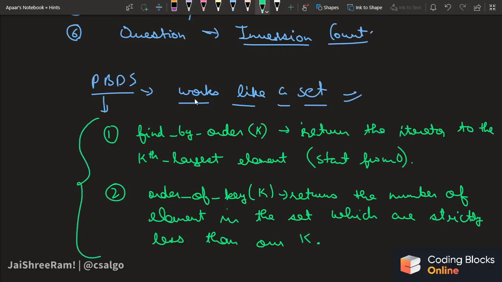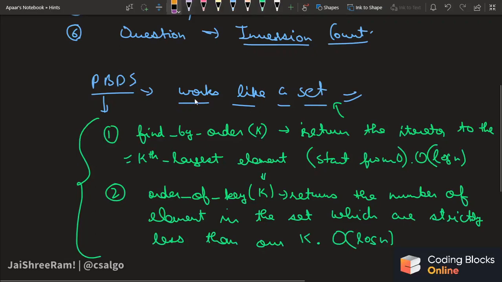These two important functions are not supported by set, and these functions work in log n time. So I can easily find the kth largest element in a set in log n time, and I can easily find how many elements are smaller than a current element in a set, so it can solve various questions. I'll show you how, and I'll also give you examples of various questions.